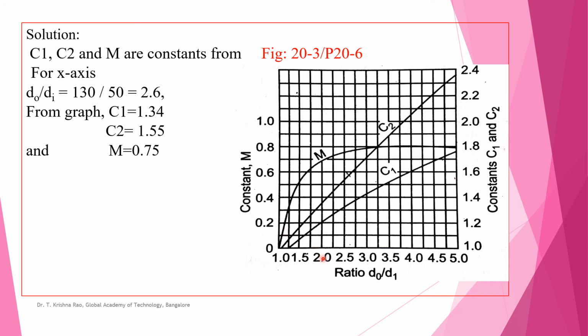Similarly, the M value should be taken on the left side of the graph. 2.5, and 2.6 is more than this. Touch the M line here and read the value on the y-axis. It is more than 0.6. 0.7 is this line without any number, and it's more than 0.7, less than 0.8, somewhere at 2.6. Touch this line and read the value on the y-axis, left side. 0.75 approximately I have taken. Corresponding to d0 by di, 2.6, the C1, C2 and M values we take from the graph.